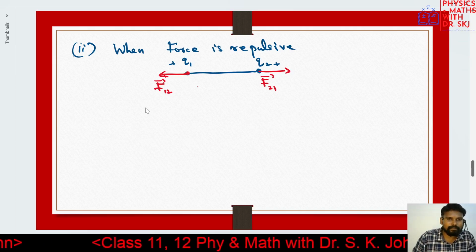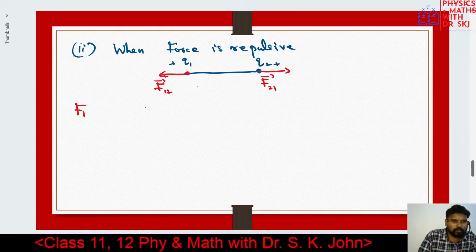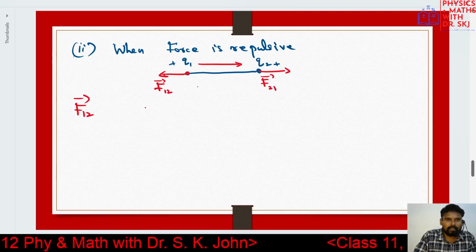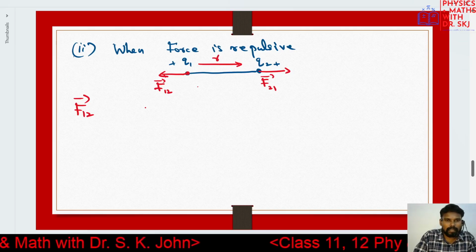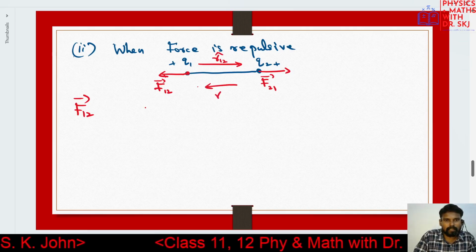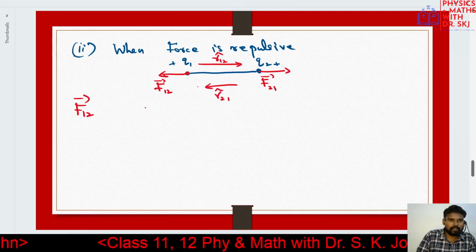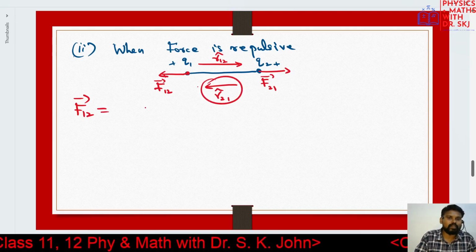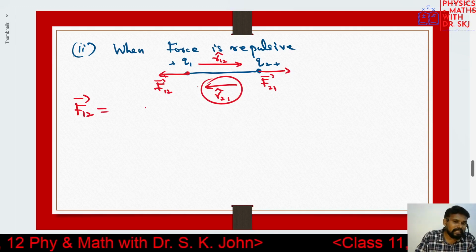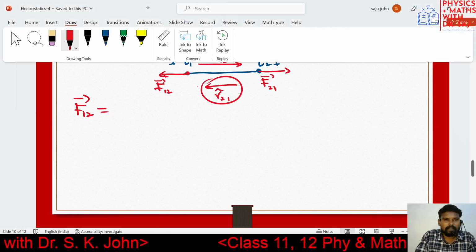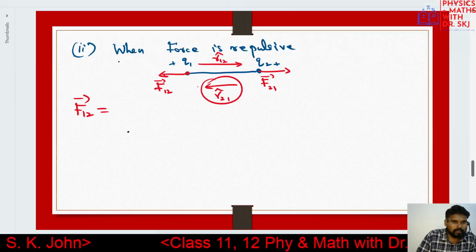So here, if you write F12, the vector drawn from 1 to 2 has direction R12 cap. The vector drawn from 2 to 1 is R21 cap. Here you can see that F12 is in the direction of R21 cap. That is the difference here.